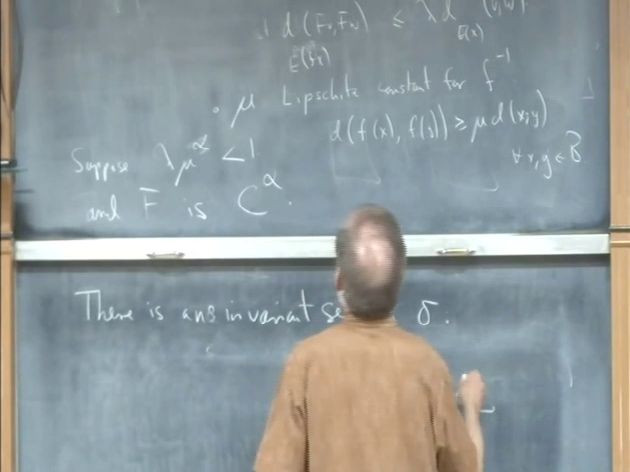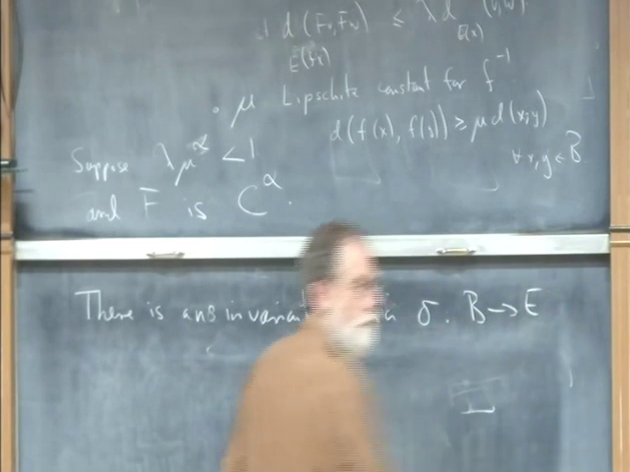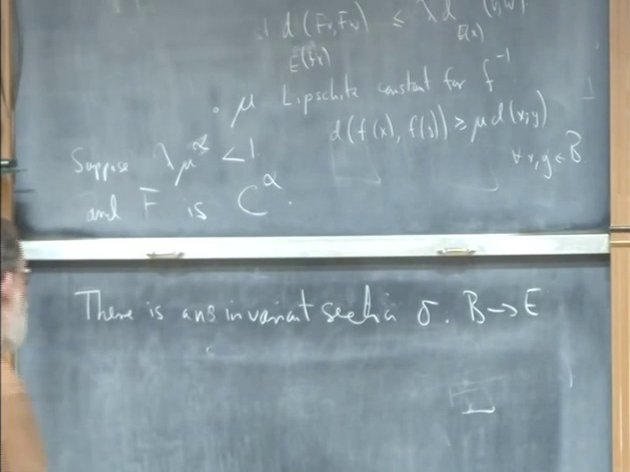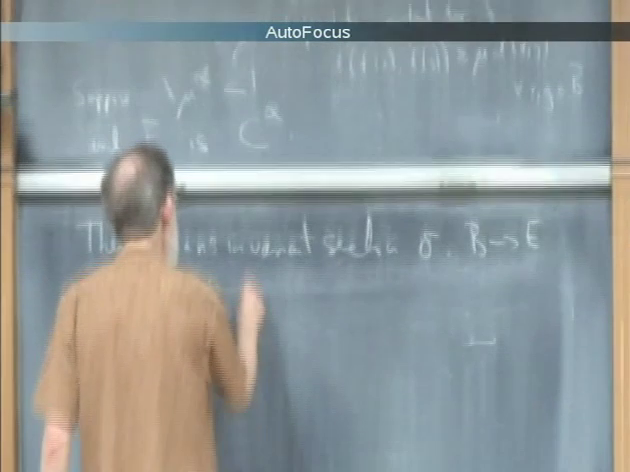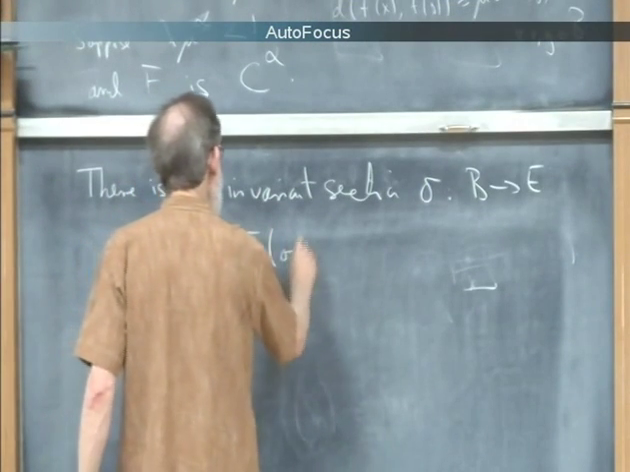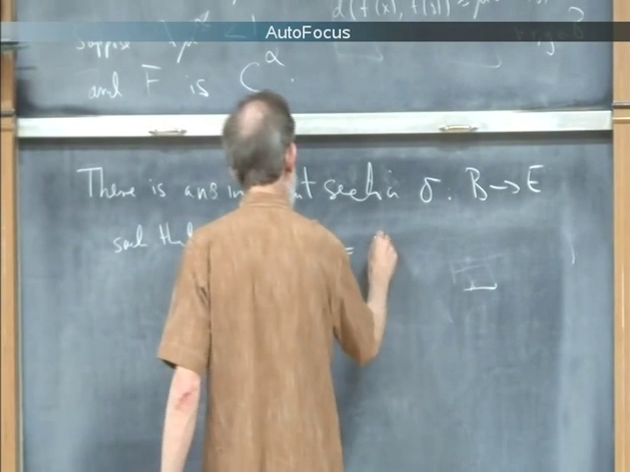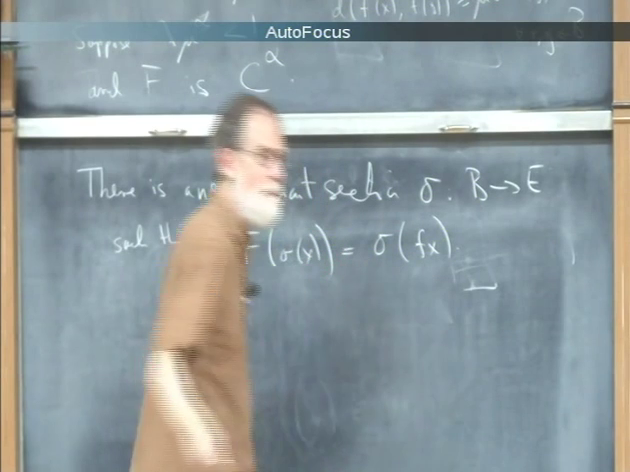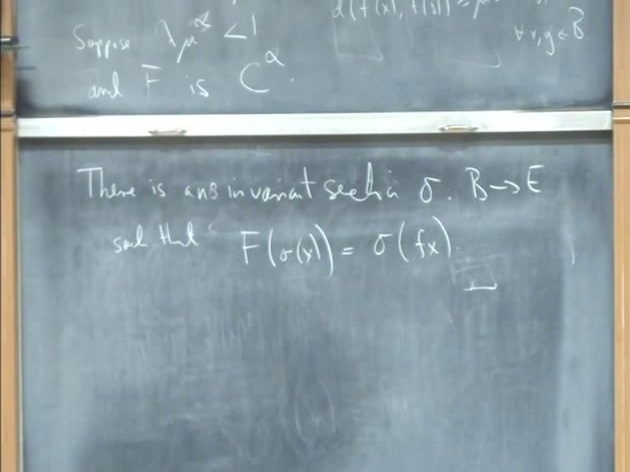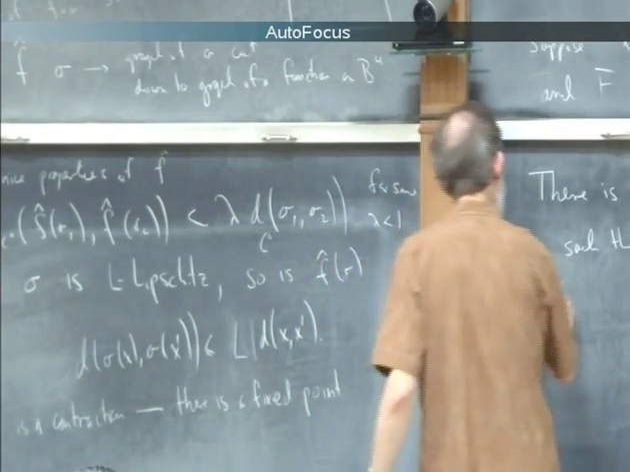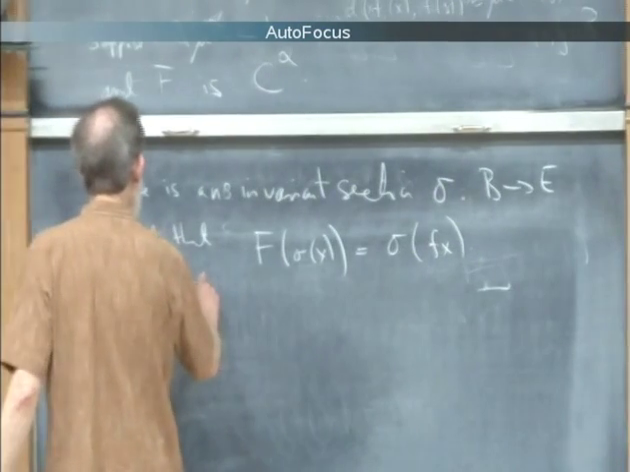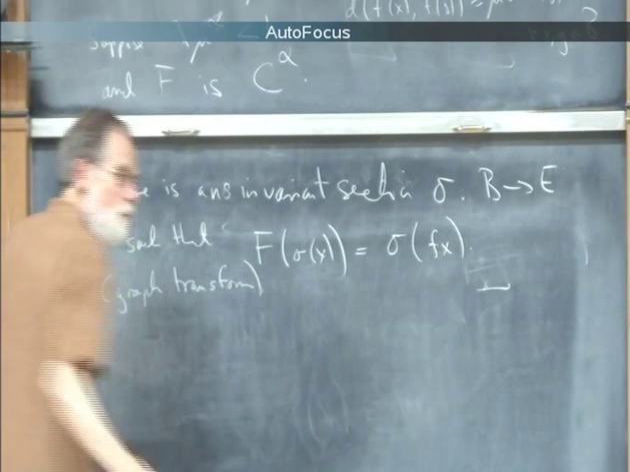sigma from B to F. So invariant section means the obvious thing. It means that big F of sigma of x is sigma of little f of x. So if you look at this section and apply big F, things just move around inside the section. And this comes from graph transform.